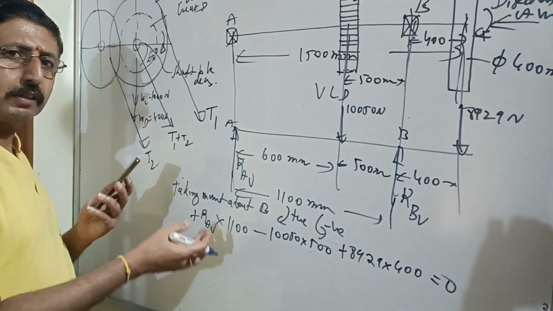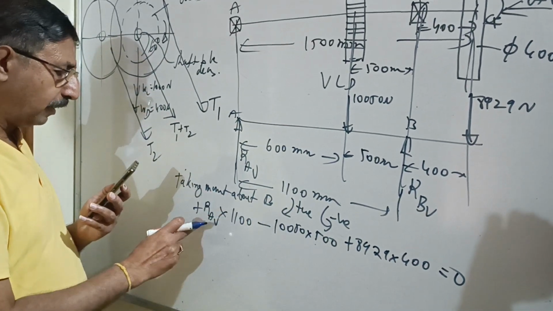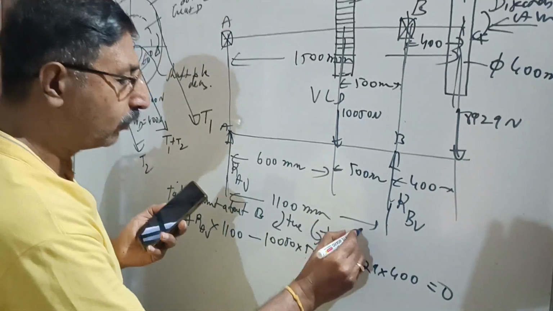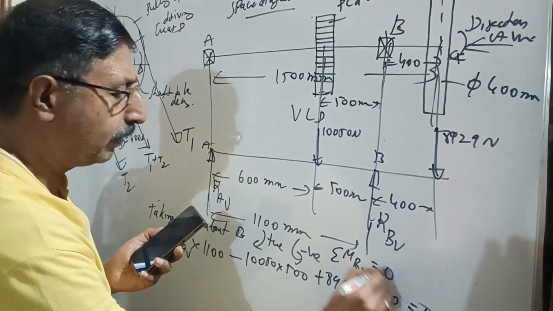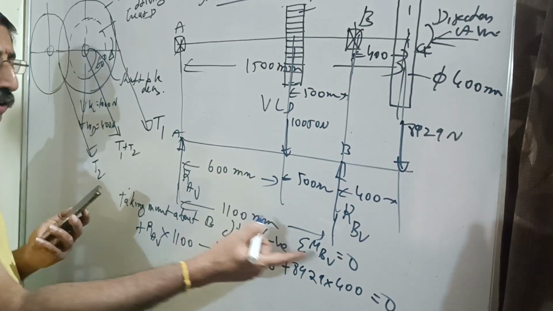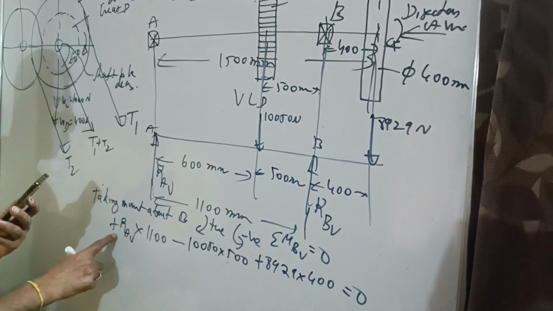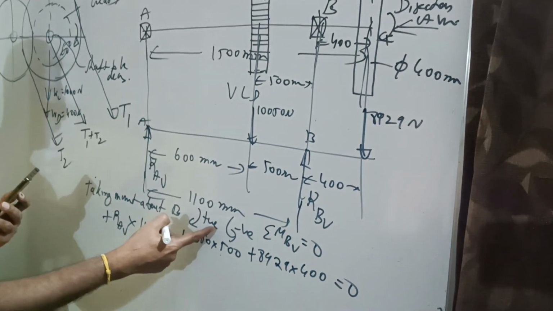You know that the algebraic sum of the moments about B should be equal to 0. Sigma MBV should be equal to 0. The algebraic moment due to all the vertical forces about B should be equal to 0. So what is the moment due to RAV about B? Plus RAV into 1100. Why is it plus? Because it is going in a clockwise direction, because that is the convention we have used.